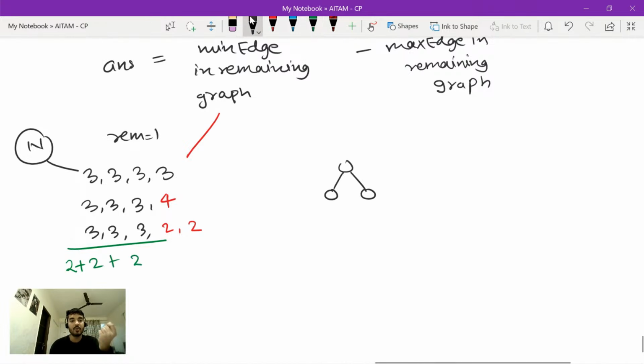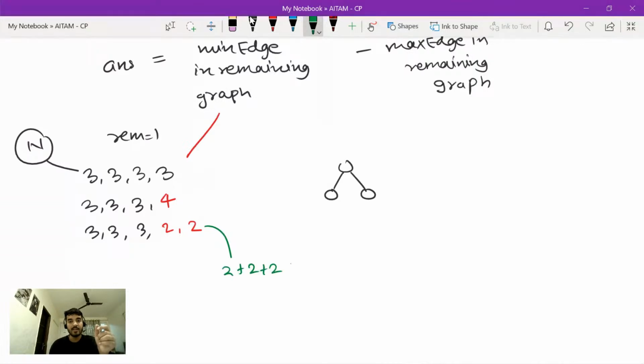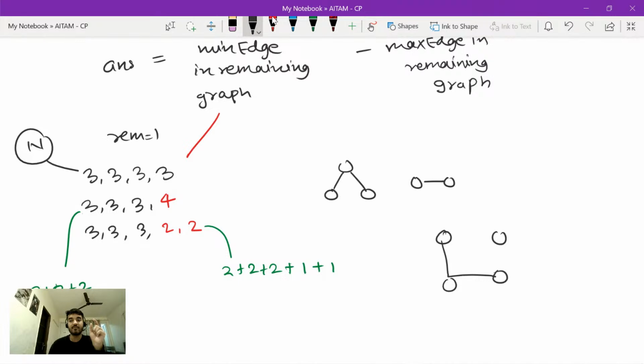Cool. And then I have two components of size 2. So in this case my answer is simply equal to 2 plus 2 plus 2, and to connect two nodes, a component of size 2, we require minimum 1 edge. So plus 1 and plus 1, right? And here in this case it is simply equal to 2 plus 2 plus 2, and we have 4, right? So let's say we have 4 nodes. To keep these 4 nodes connected, we must have 3 edges. So plus 3.